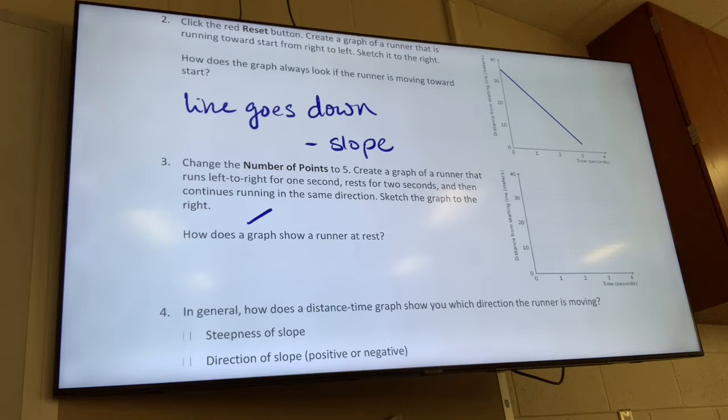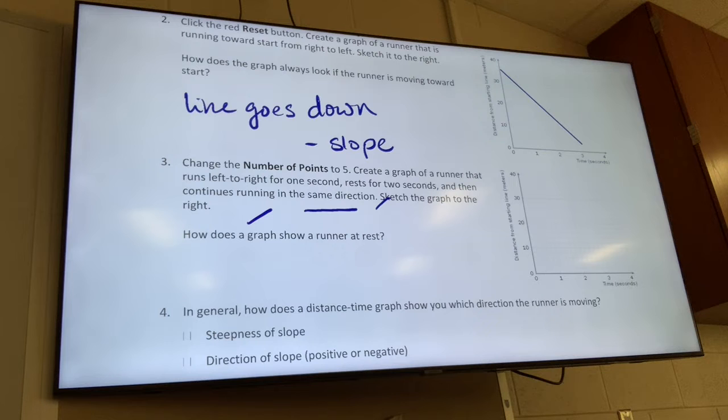Then they say rests for 2 seconds. For resting, you're stopped. So what's the line going to look like if it's stopped? Flat, very good. So you need a flat line for 2 seconds. So it needs to cover 2 seconds there for your flat line. And then it says, then continues running in the same direction. So for the last second, we're going to keep going with an up line. So something like that. Up, flat, up. So it doesn't really matter what your graph looks like, but it should go up, flat, and then up again.